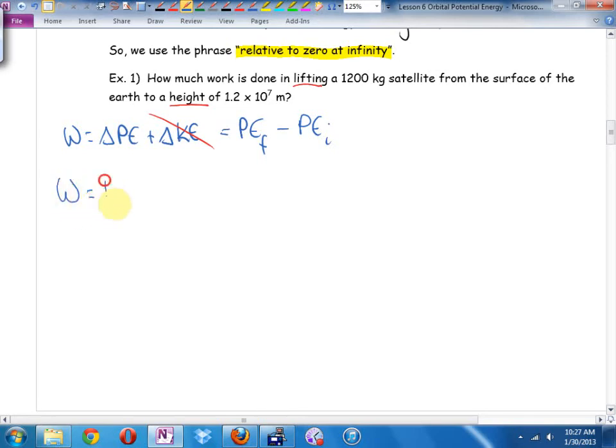Work is going to be, I already wrote, the potential energy final minus initial. Negative big G, big M, little m over r final, because it's the radius that's changing, not the masses, minus negative big G, big M, little m over r initial. There's our new equation. Oh, what do you notice in the middle there? Minus minus is going to become a plus. That's nice.